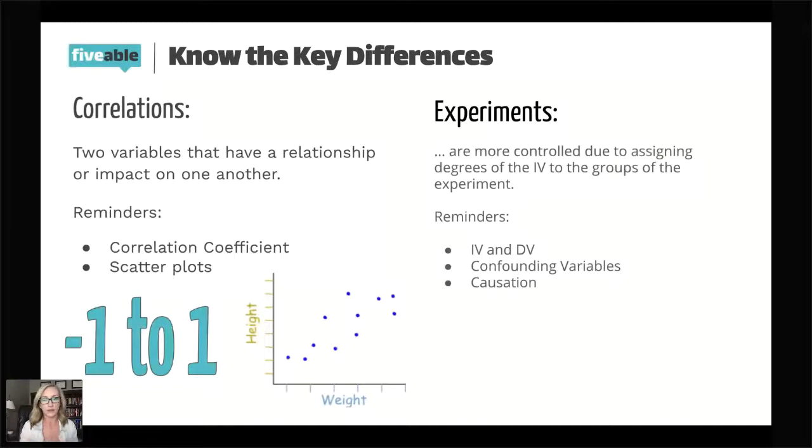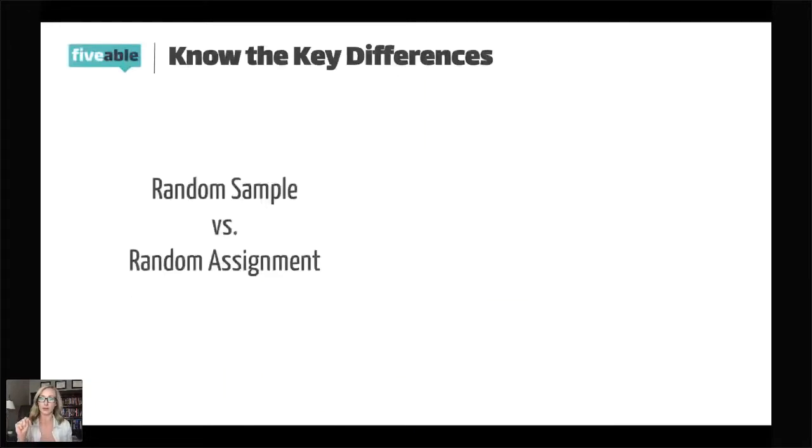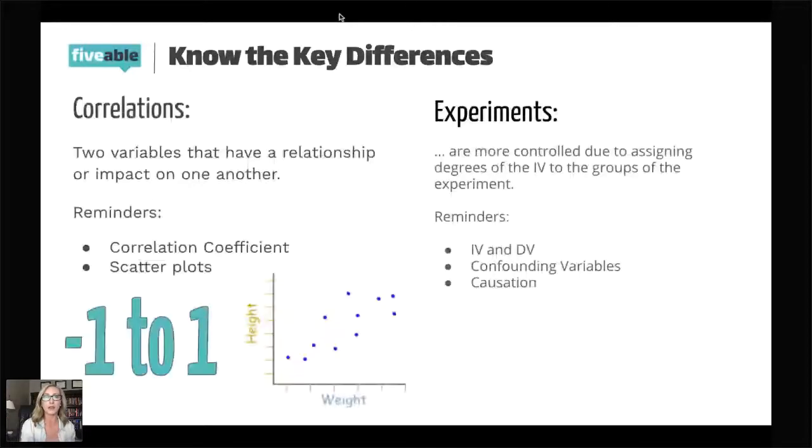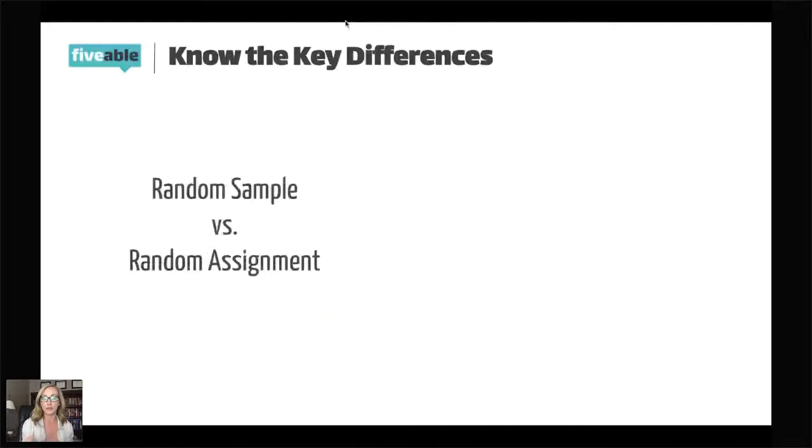And then causation. We've talked about this, but we need to talk about how an experiment is the only one that they can determine cause. And the reason why is the next thing we're going to talk about. Random sampling versus random assignment. Okay, I'm going to go back for a second. We're talking about causation. So we'll say that these two terms, random sample versus random assignment, are like your options.